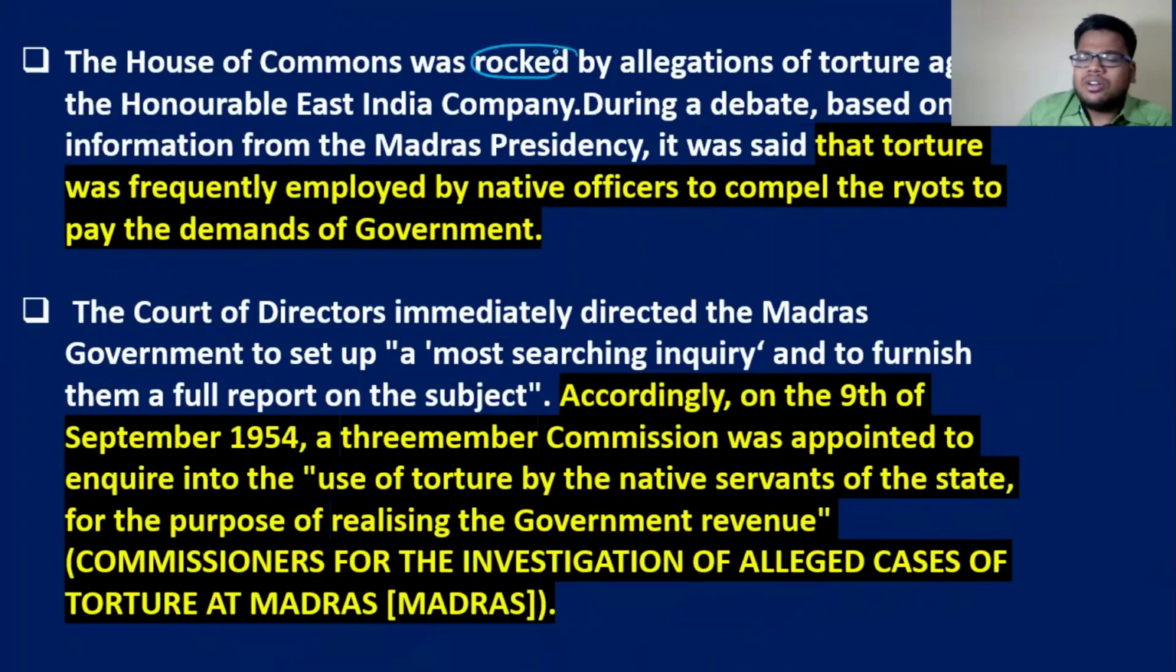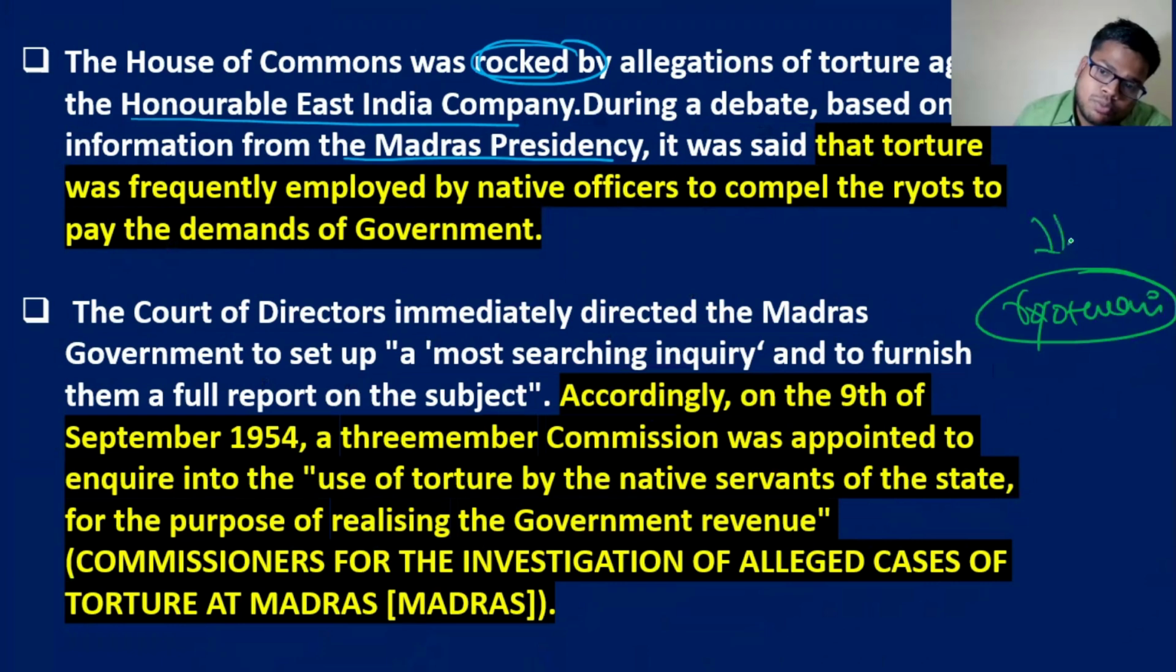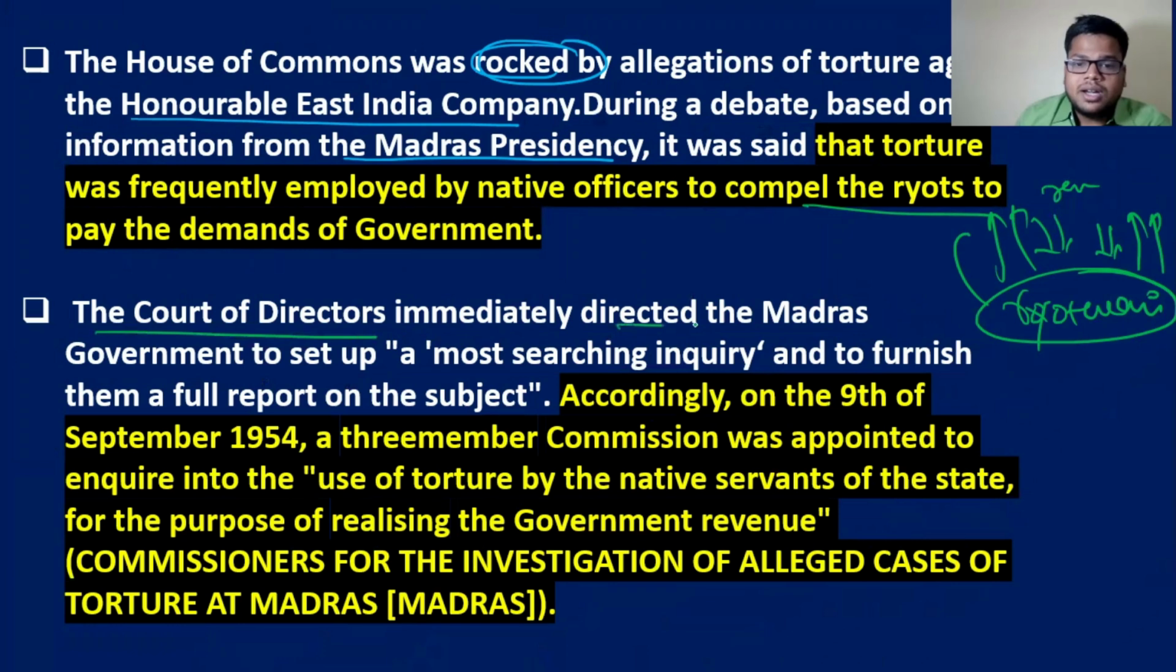So the House of Commons was rocked. You don't have to remember these things, just to get the story. The House of Commons was rocked by the allegation of torture against the East India Company, based upon information from the Madras Presidency, because in Madras is the Ryotwari system, right? They got the information that these people used to be tortured to get rent from the ryots. The revenue collector used to torture such ryots as per the demand. So the Court of Directors immediately directed the Madras government to set up the most searching inquiry and to furnish a full report on the subject, right?